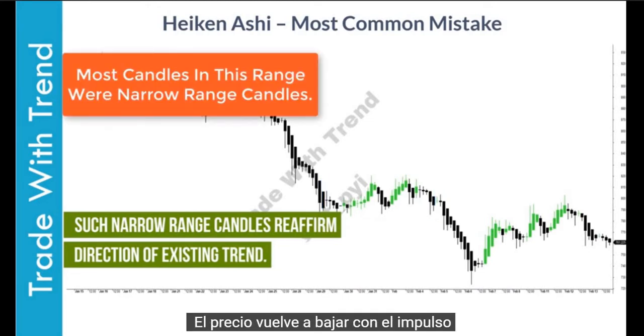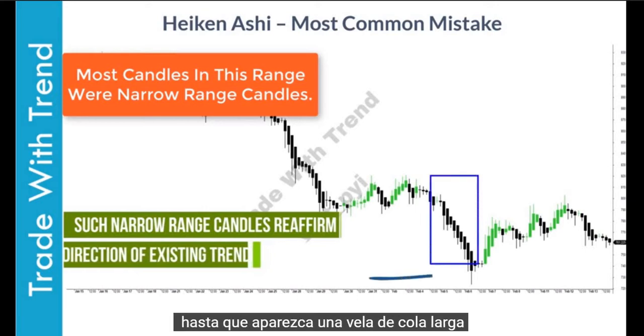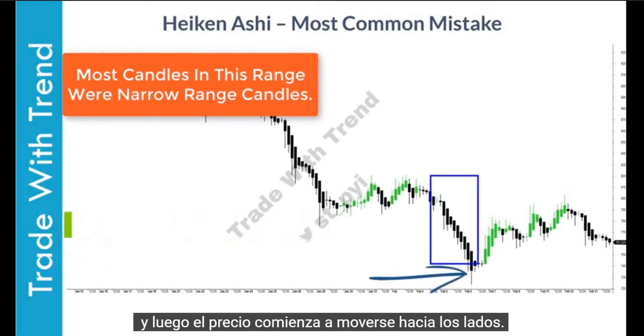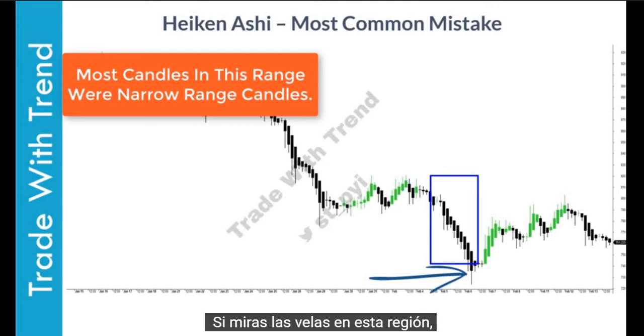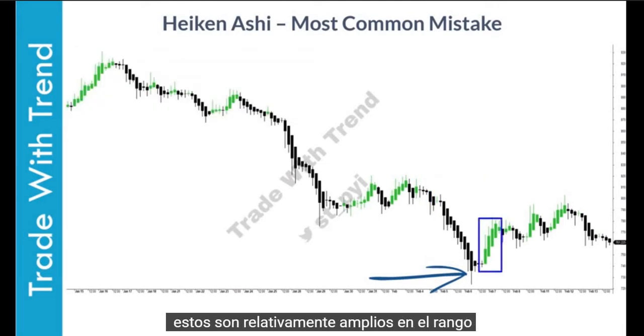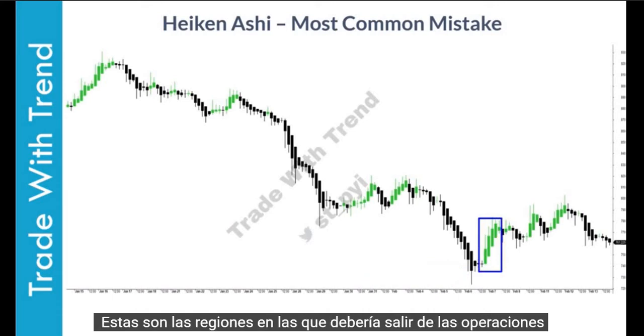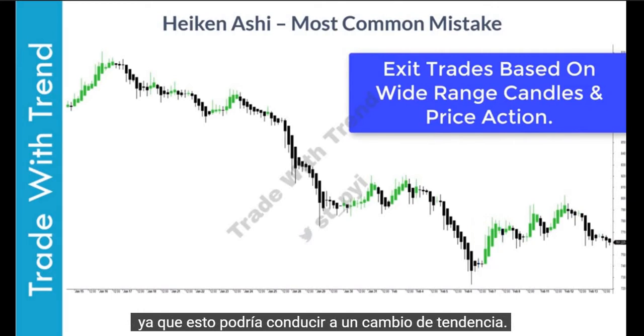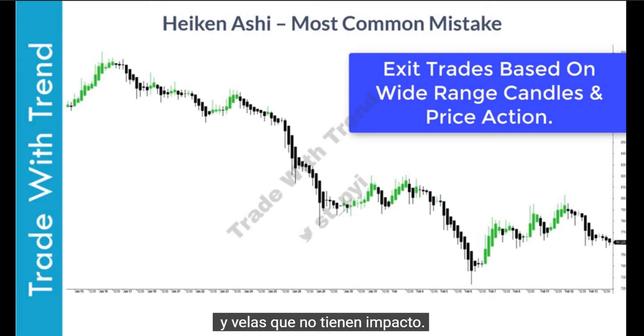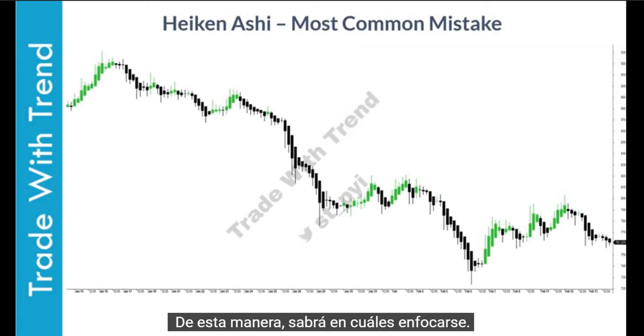Price then again moves lower with momentum till a long tail candle shows up, and then price begins to move sideways. If you look at the candles in this region, these are relatively wide in range and have both initiation and confirmation candles. These are the regions where you should be exiting the trades, as this might lead to trend reversal. I hope this particular point is clear. Always divide your candles into two types, that is candles that have impact on trend and candles that have no impact. This way you will know which ones to focus upon.